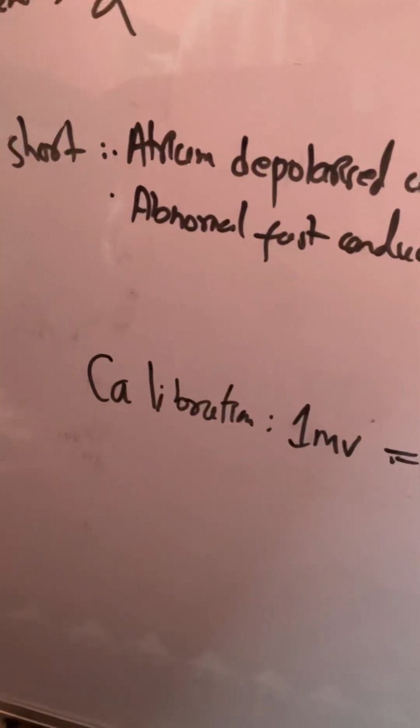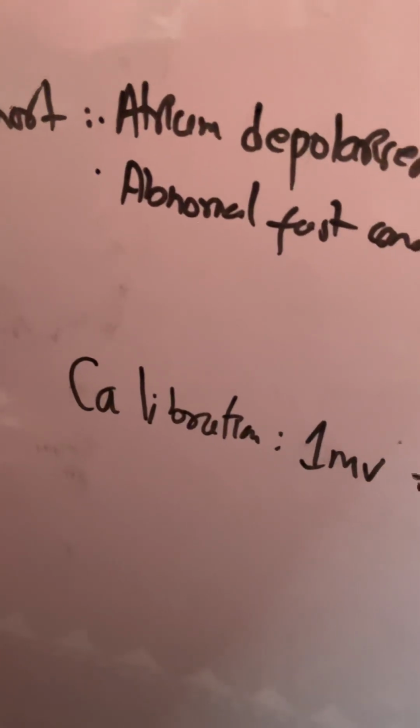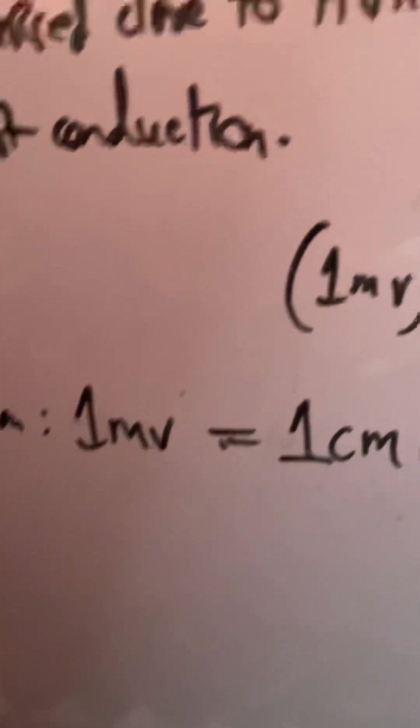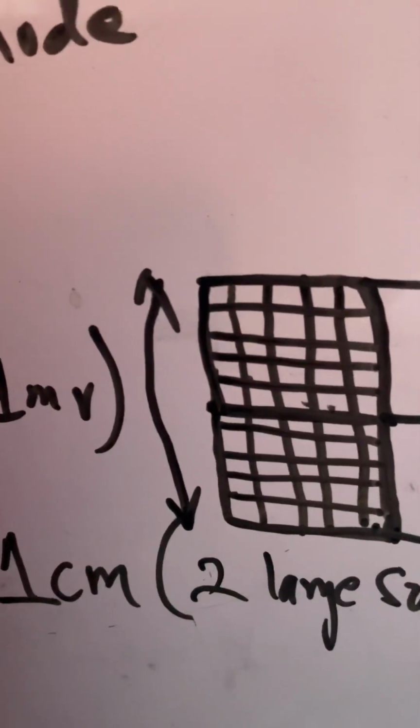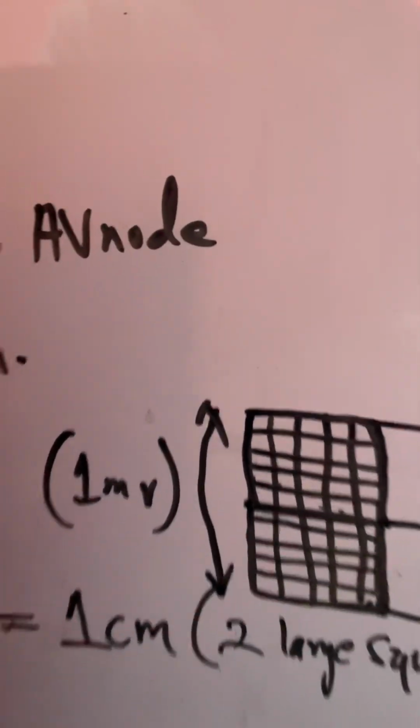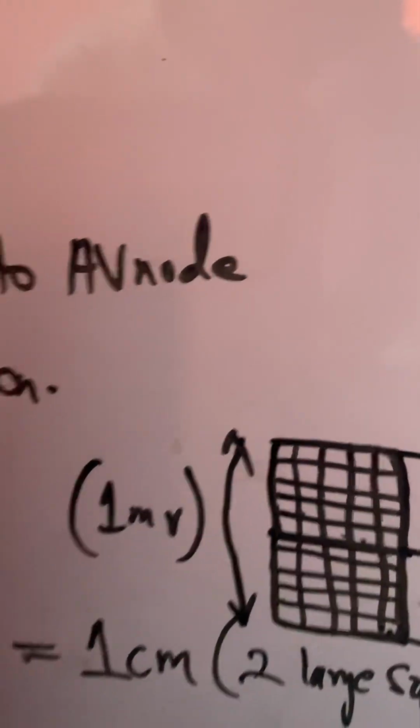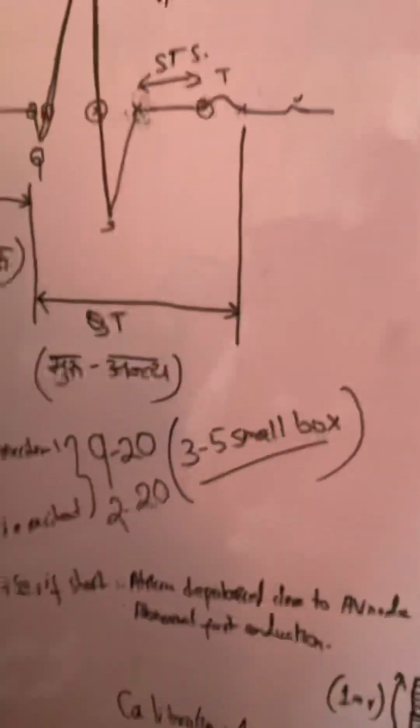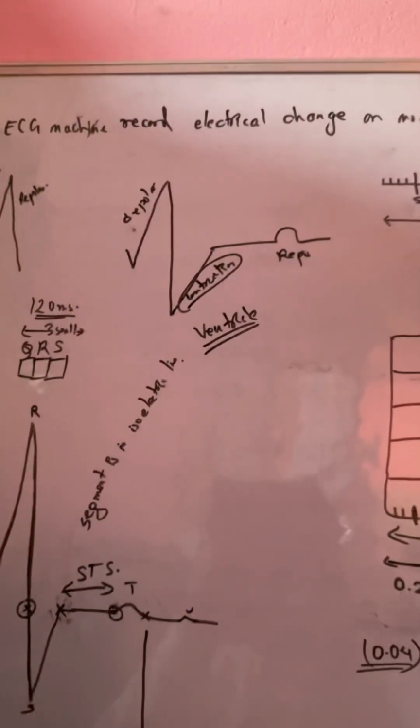And we have to do the calibration of the ECG. 1 millivolt is equal to 1 centimeter. That means the 2 large square boxes, as 1 consists of 5 millimeter, so 10 millimeter, 1 centimeter. So the 2 large square boxes must be equivalent to 1 millivolt. So this is the thing for the PQRST segments.